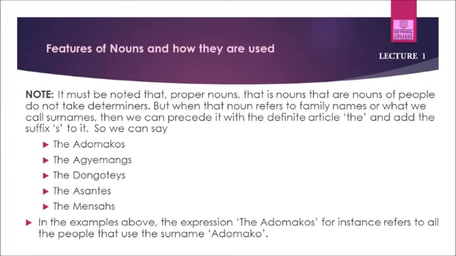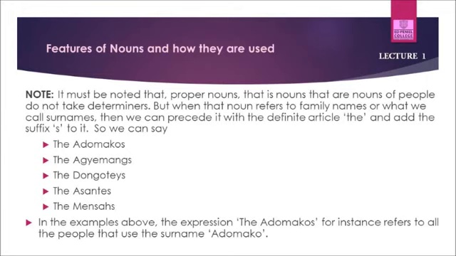The Adomakuns, referring to all the people who bear the surname Adomakun. You say the Ajimans, with capital A, G-Y-E, M-A-N-S. Please take note that the S is not an apostrophe. It is just a suffix we are attaching to it. So the Ajimans refers to all the people who bear the surname Ajiman.